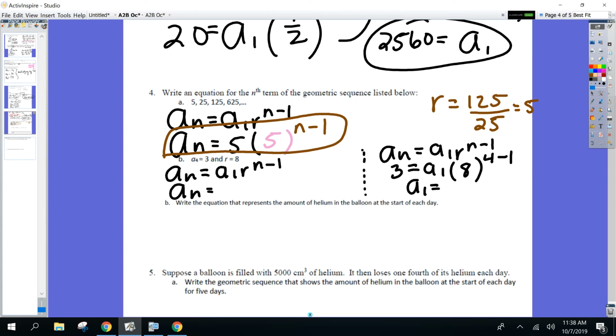Anybody get the first term as a fraction? 3 over 512? Yep. So just go back and plug it in. A1 is 3 over 512, times the R value, which was 8, raised to the n minus 1. Please don't do anything else. N stays n when you write it for the nth term.